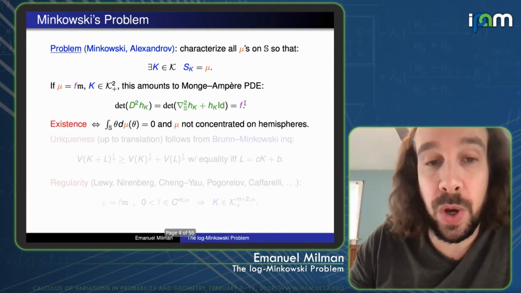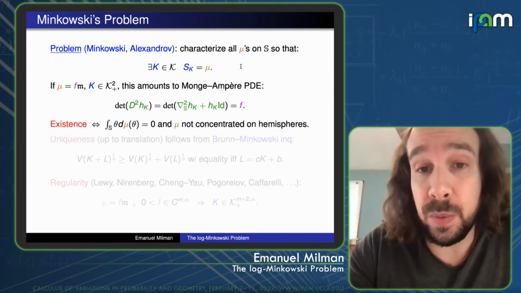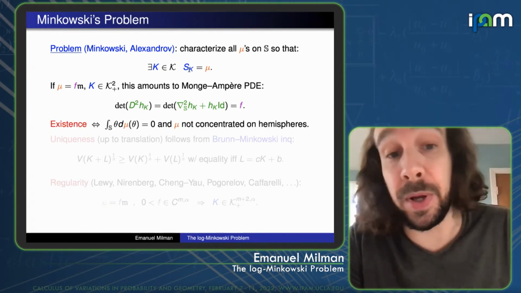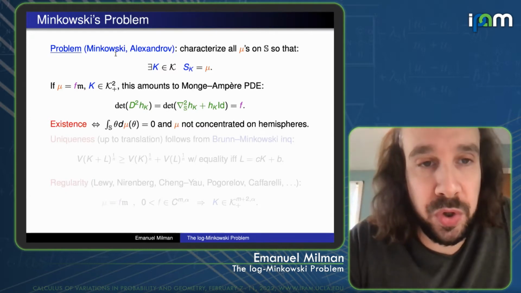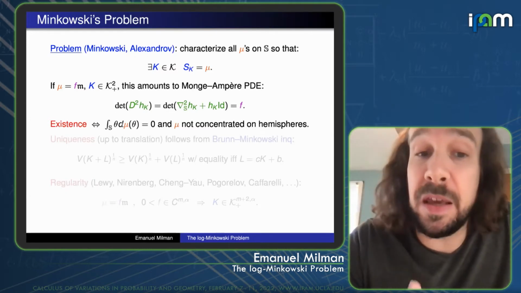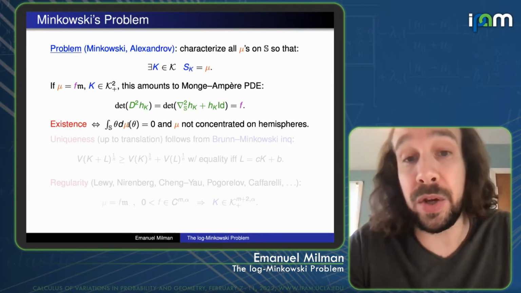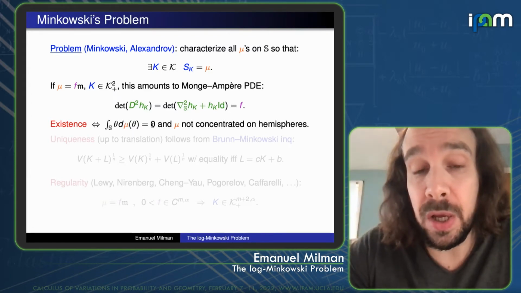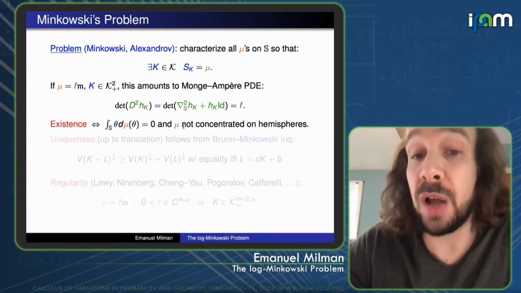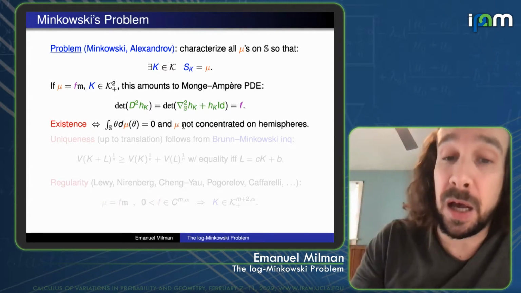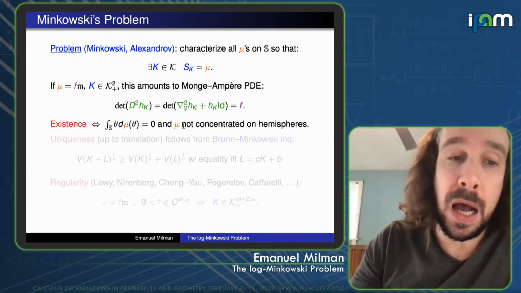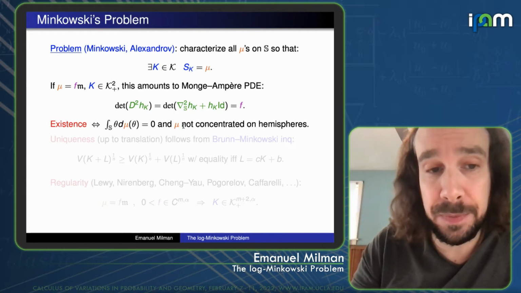So the three natural questions to ask, first that of existence: when does such a convex body exist? And it was shown by Minkowski and Alexandrov that this happens if and only if two conditions hold. First of all, the barycenter of your measure mu has to be at the origin. And secondly, mu should not be concentrated on any hemisphere. Okay, so that takes care of existence.